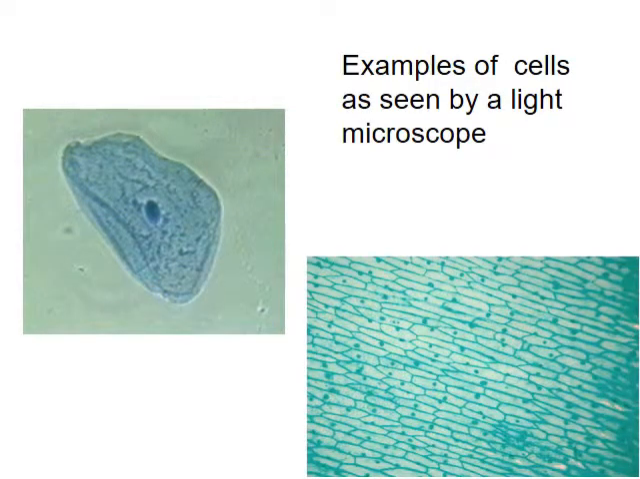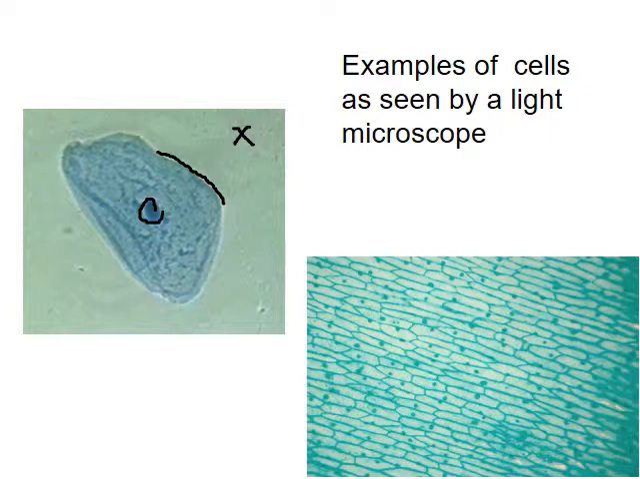So just got a couple of examples of cells as seen by a light microscope here. The one on the left, this one here, I'll just mark with the X, is a cheek cell. You probably wouldn't have done this because of health risks and health issues, but basically what you can see here is you can see the nucleus and you can certainly see the membrane around the outside. There's a whole heap of grainy stuff in the middle. That is the cytoplasm, and that's pretty much all you can see with an animal cell under the light microscope.